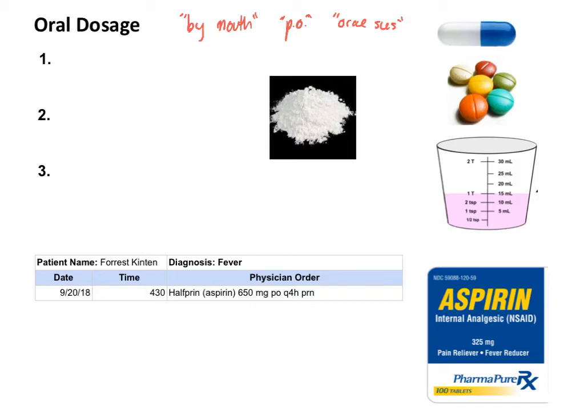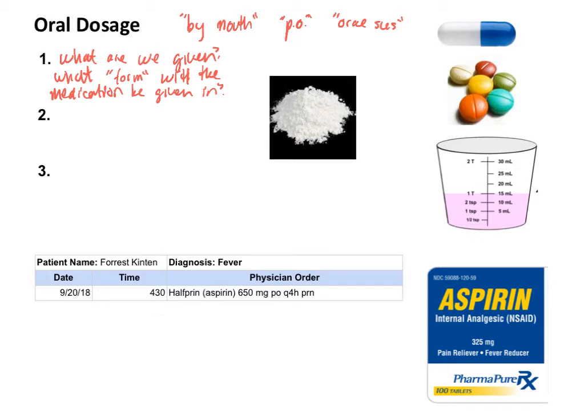So what we want to do and think through is, in these calculations, the first thing we want to think about, what are we given and what are we physically going to administer? And we also have to think about what form, and I'm going to put this in quotes here, form will the medication be given? So are we giving tablets or capsule? Are we giving liquid? And then the second thing we need to do once we have that is to make a plan. Make a plan and write out your conversion factors.